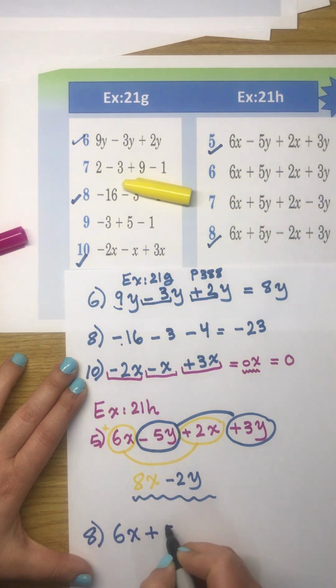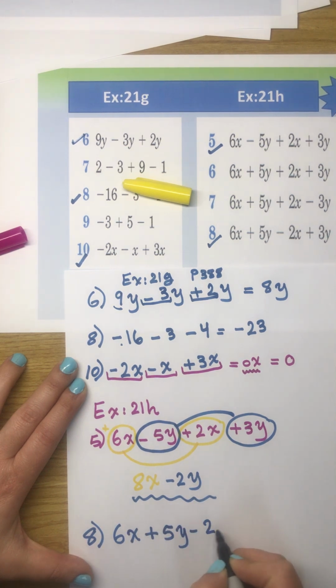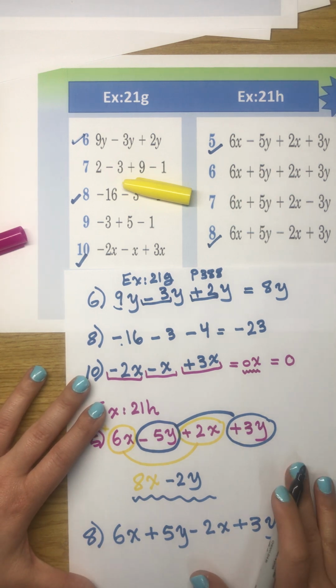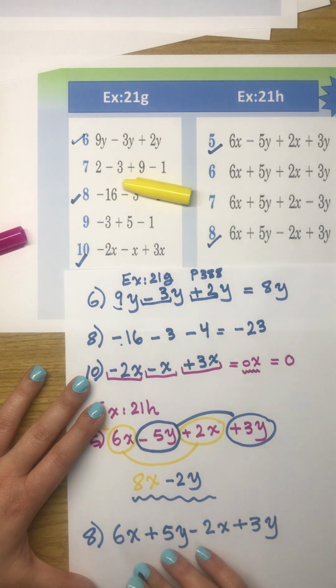6x plus 5y minus 2x plus 3y. Again, the like terms together. What does it mean, like terms together? The terms that have x's together, the terms that have y's together. Okay, let's highlight them with a different color.